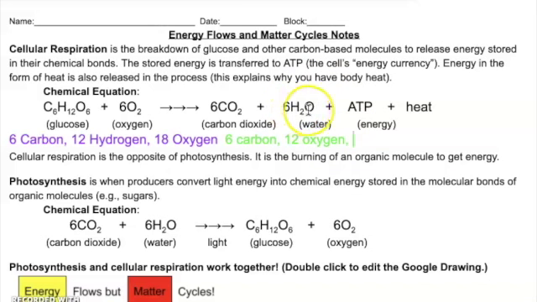Next, we have H2O. So water, it is 1 oxygen atom bonded to 2 hydrogen atoms. We have 6 of those molecules being created. So we have 12 hydrogen atoms plus 6 oxygen. And I'll go ahead and add the 6 to the 12 here. So we have 18 oxygen atoms.